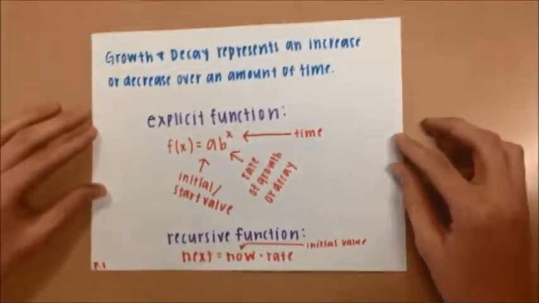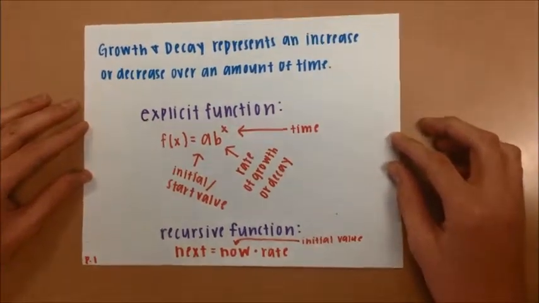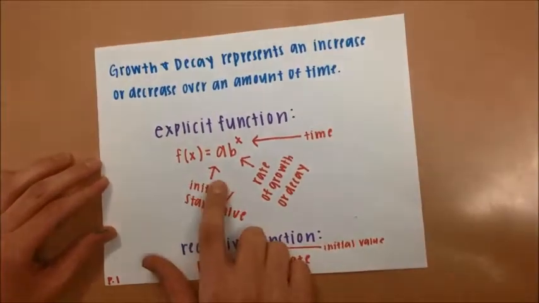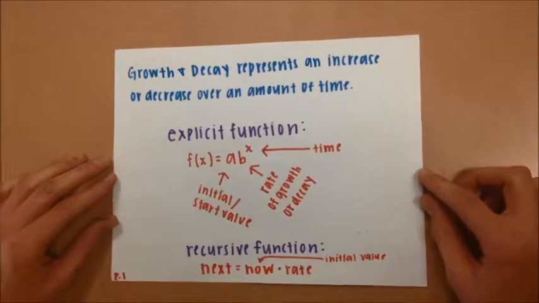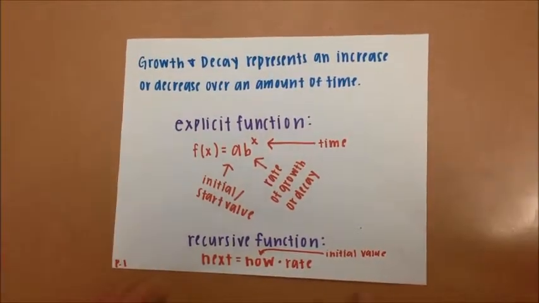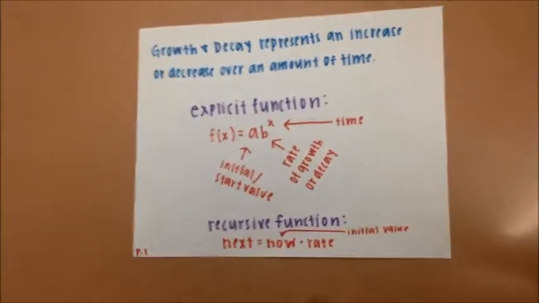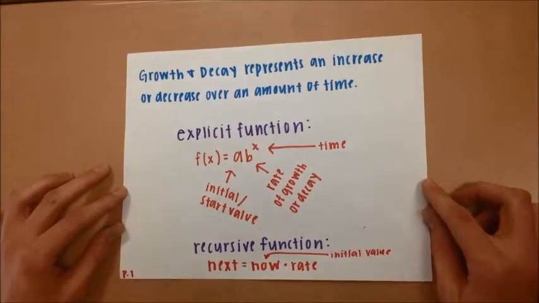Growth and decay represents an increase or decrease over an amount of time. There are two functions. The explicit function, using A as the initial or start value, B as the rate of growth or decay, and X, time. Another is the recursive function. Here it shows next equals now times rate. Now is the initial value.